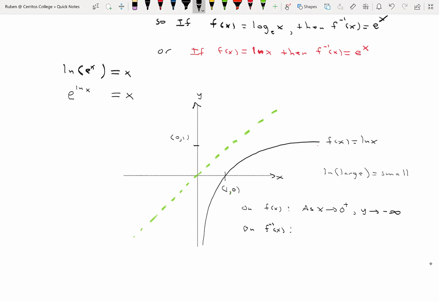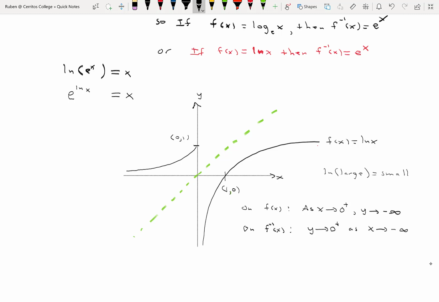On the inverse, we switch the roles of x and y. So y approaches 0 through positive numbers as x approaches negative infinity. I'm just switching x's and y's. So that says that the graph of the inverse, at least to the left of the y-axis, should look like this. And that's sort of a reflection across the line y equals x.